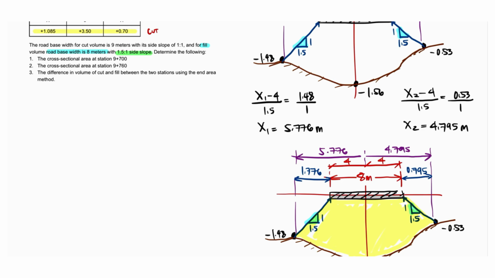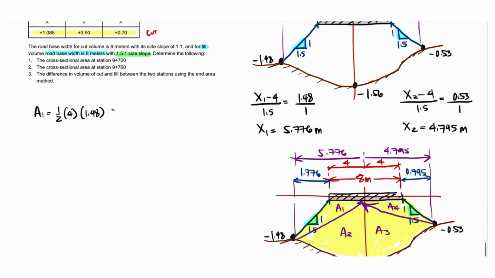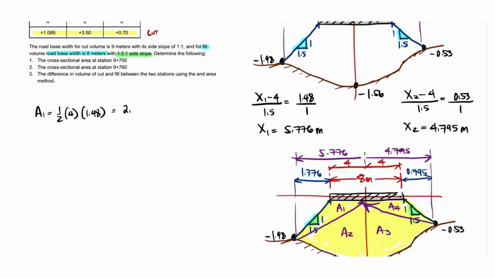To determine the area, we divide the section into segments by drawing lines from the left and right edges of the terrain to the center line of the road base. We then label these segments as A1, A2, A3 and A4. Now, let's compute each segment. For A1, the equation will be equal to 1/2 times its base 4, times height 1.48. We obtain 2.96. For A2, it is equal to 1/2 times the base 5.776, times height 1.56.